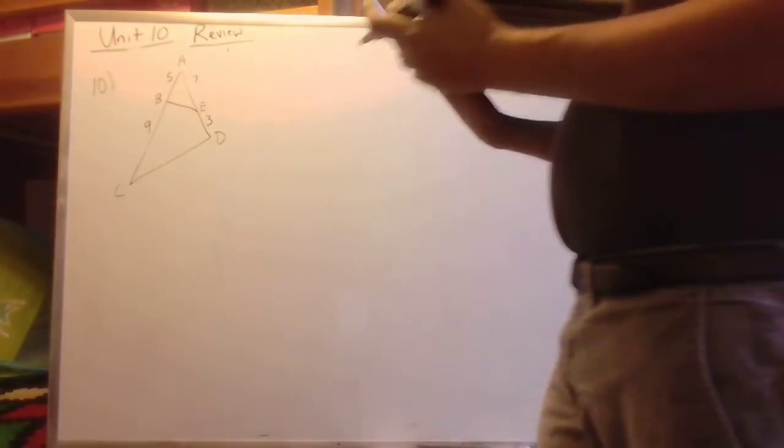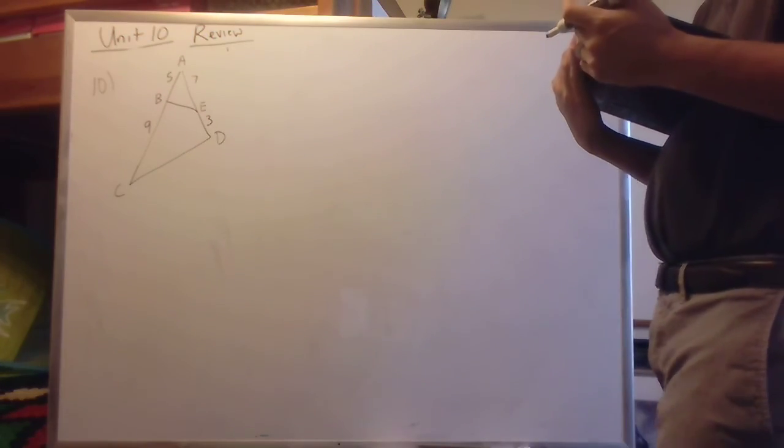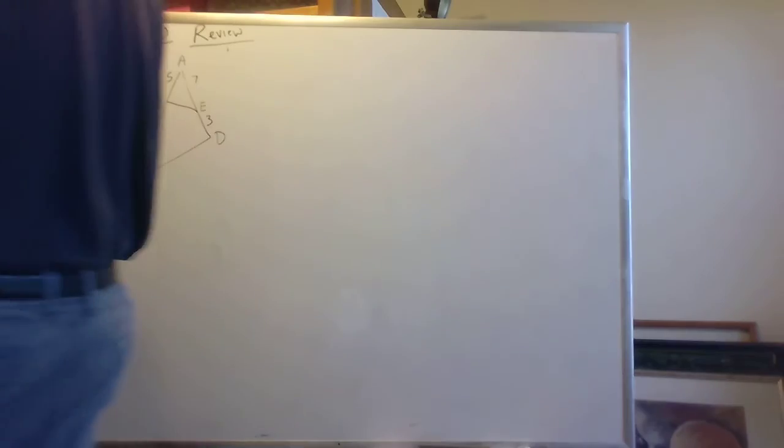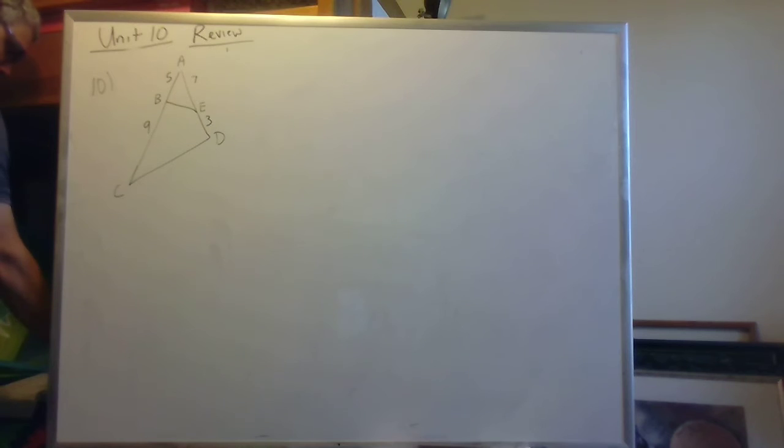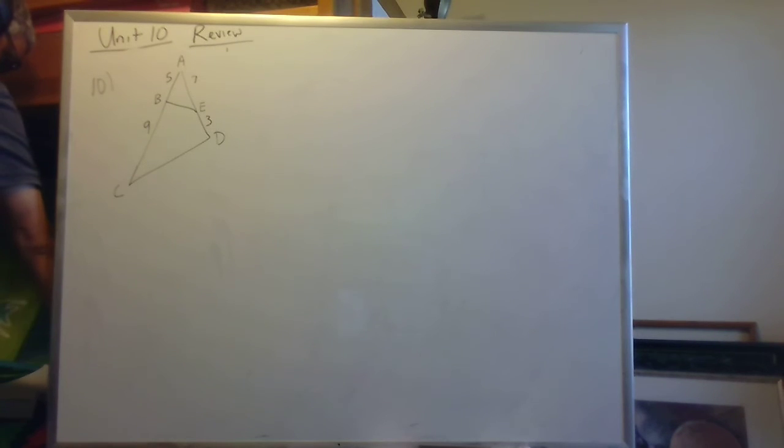So right away, I can look at this triangle and tell you that it is not similar. And because it is not similar, basically you can't write a similarity statement. And if you want to know where this is in your textbook, it's on page 952.